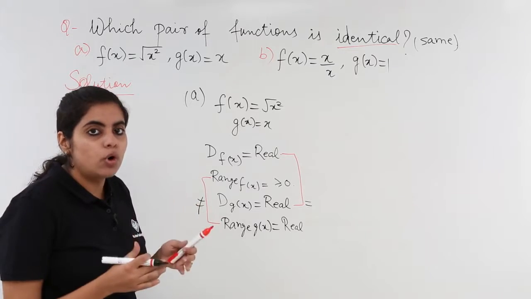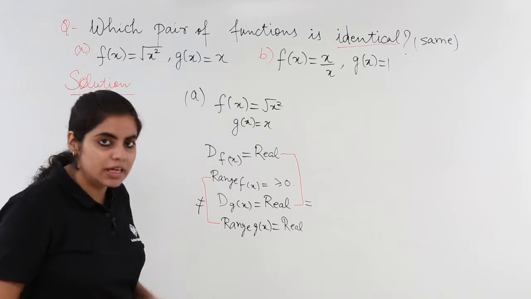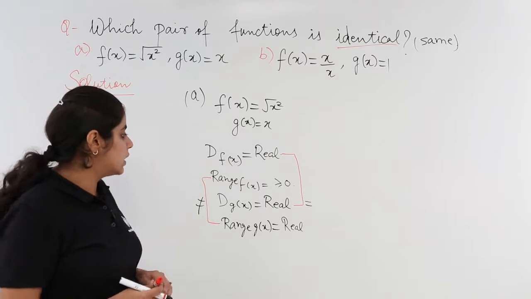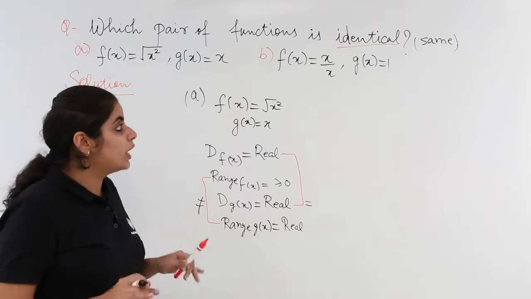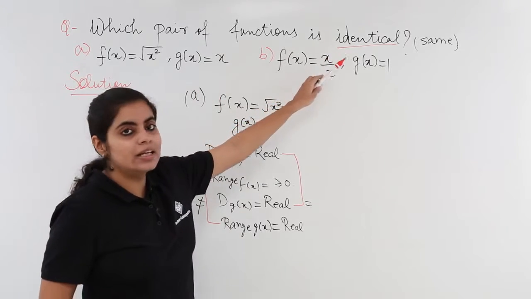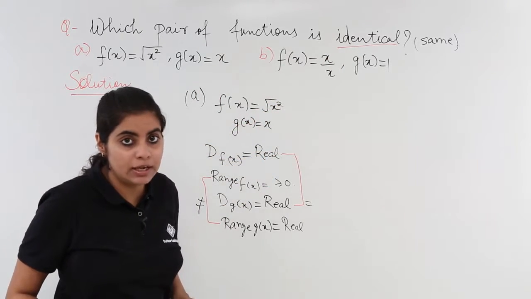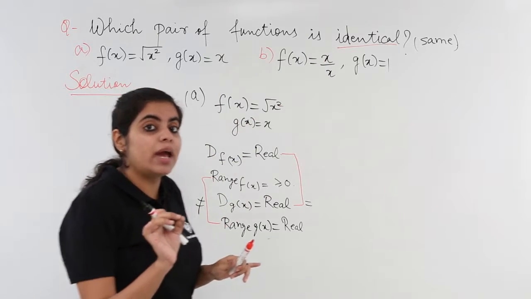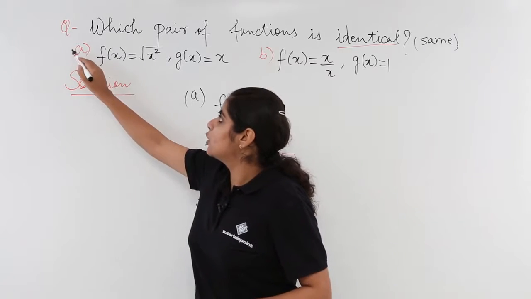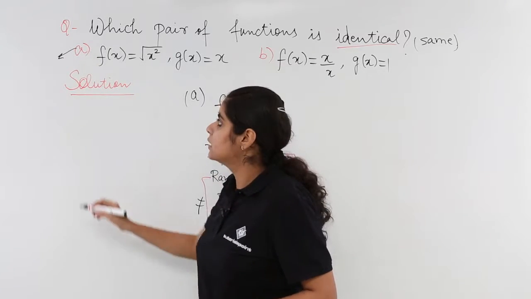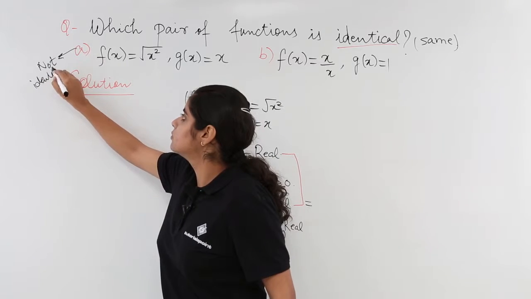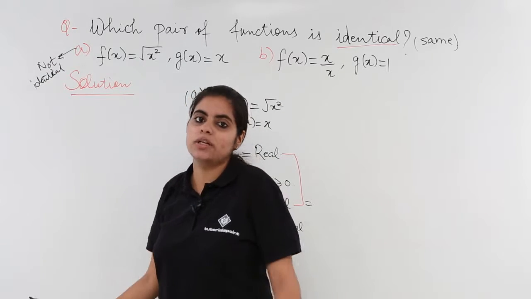That means both domain and range should have been equal, then only we would have got identical. But since here the range is not equal, I don't have identical functions. He asked me which pair is identical. I don't know about the second pair till now, but I know that the first pair of f(x) and g(x) is not identical.